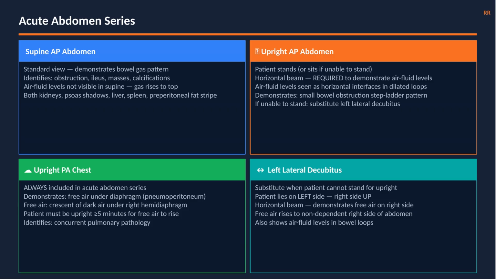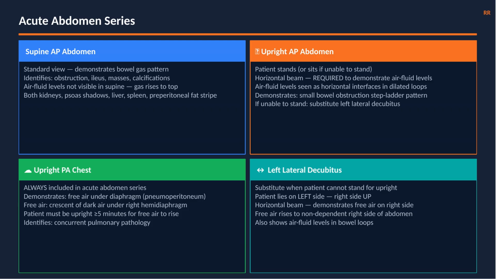Upright AP abdomen. The patient stands or sits. The beam is horizontal, mandatory for demonstrating air fluid levels. When bowel is obstructed and fluid accumulates, the gas-fluid interface becomes visible as a horizontal line inside the dilated loop. Stepladder air fluid levels in the central abdomen are the hallmark of small bowel obstruction.